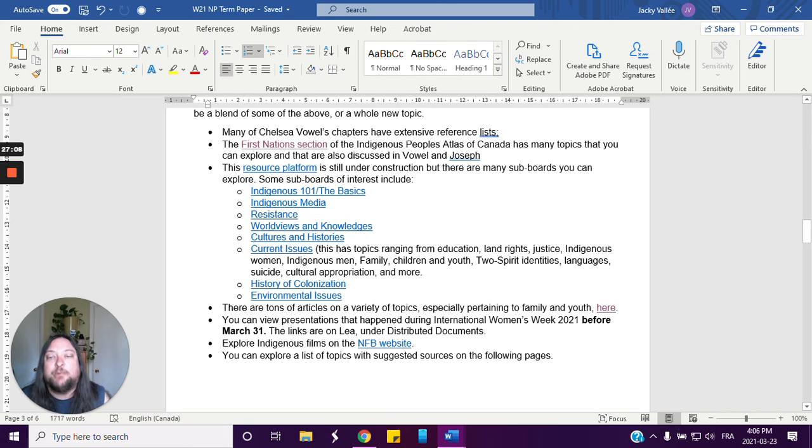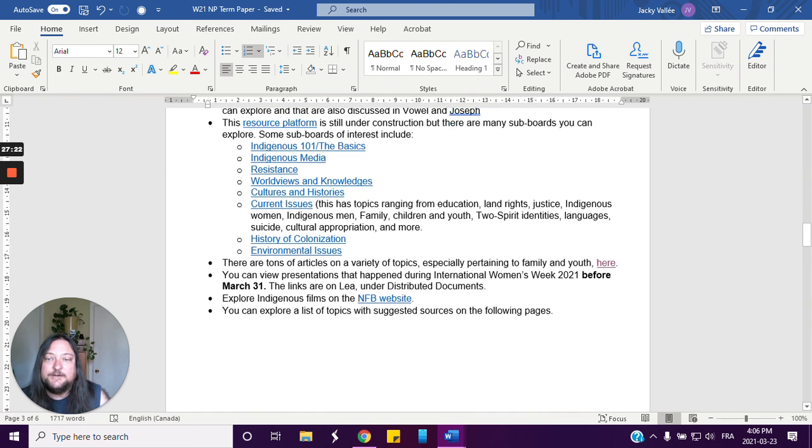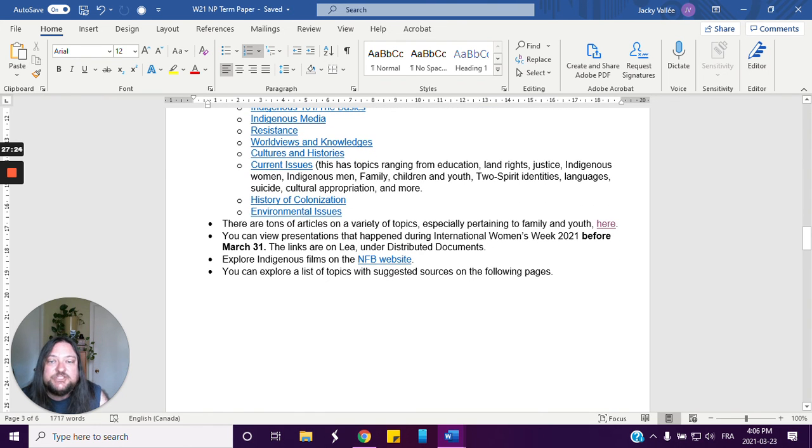And there are sub boards on there that you have specific links to, so you can explore any of these things. It's like you're into history or you're into media. The media board includes film, dance, music, graphic novels, literature, all kinds of stuff. So those are some options.